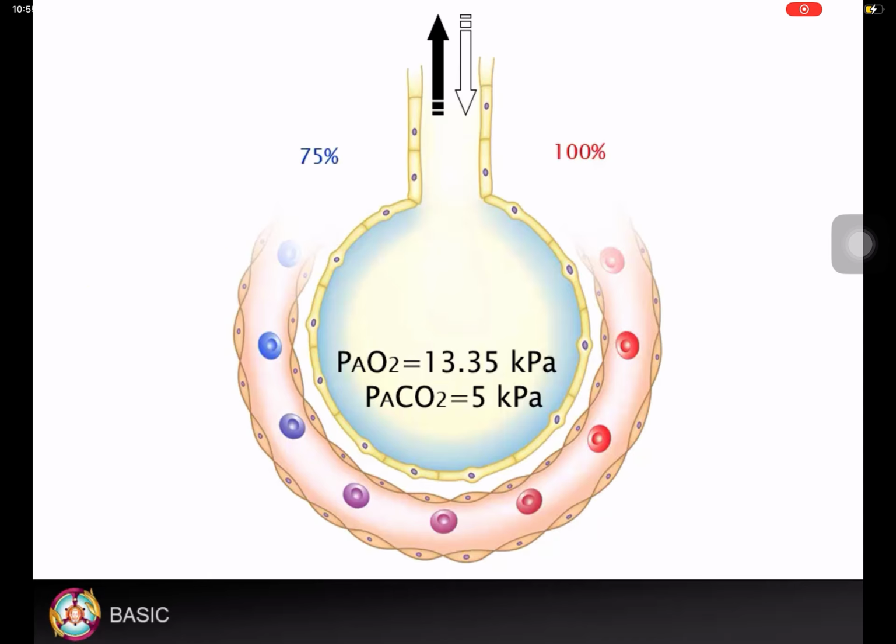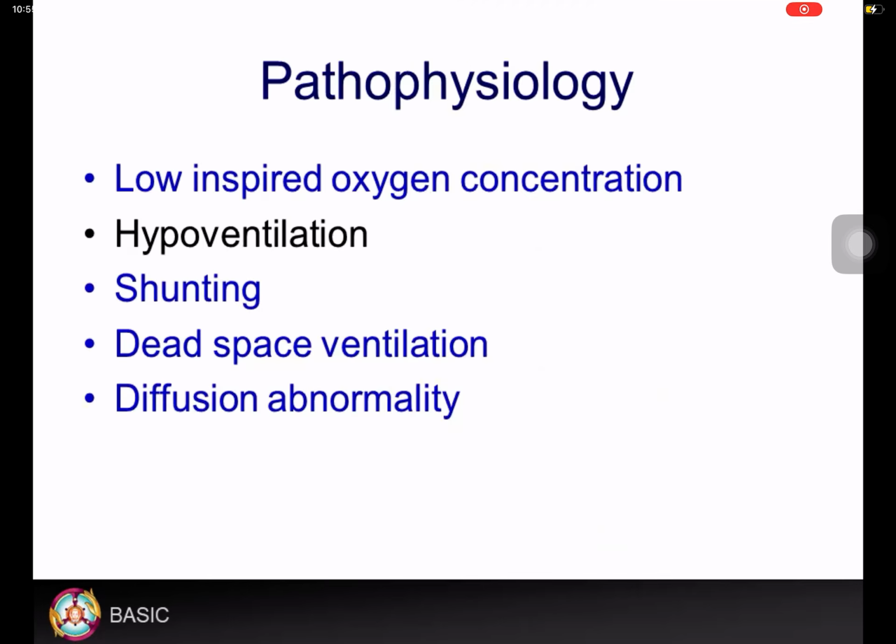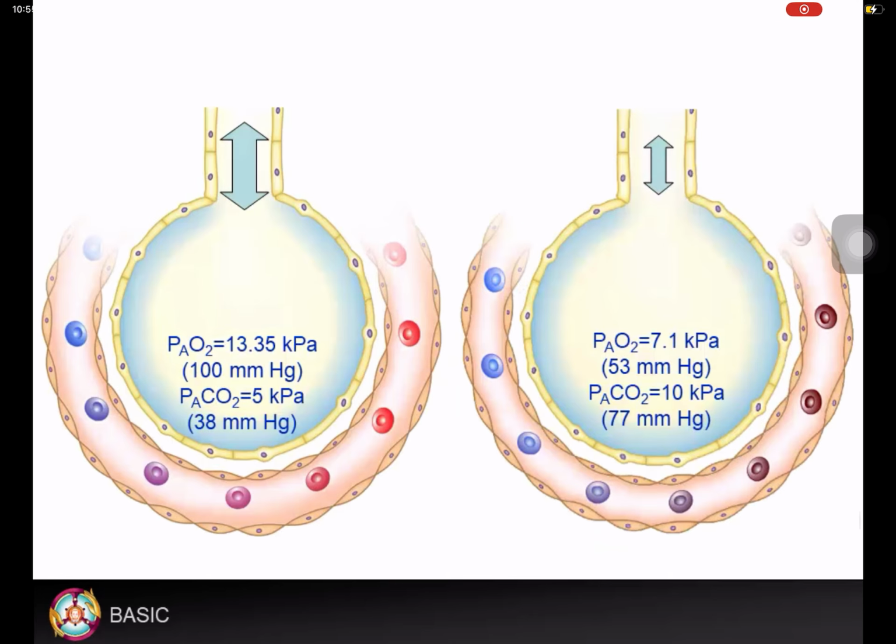Under normal circumstances, the alveoli are both ventilated and perfused, with the result that blood leaving the alveolus is fully saturated with oxygen. In respiratory failure due to hypoventilation, oxygen in the alveolus is not replenished and carbon dioxide is not removed. As a result, the alveolar partial pressure of oxygen falls, with a corresponding fall in the arterial partial pressure and hence saturation.